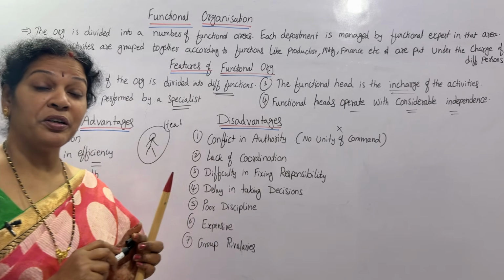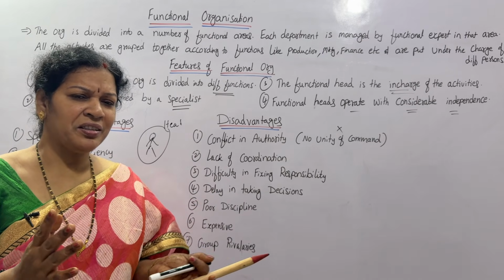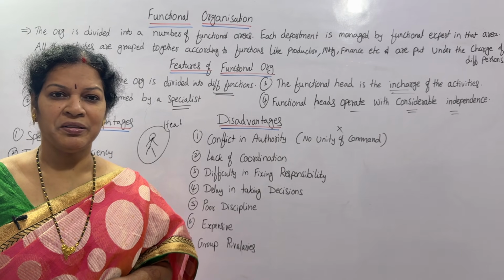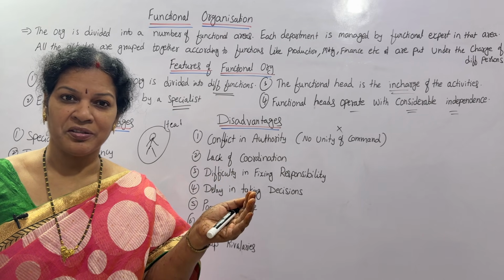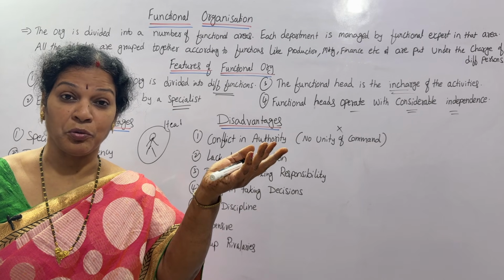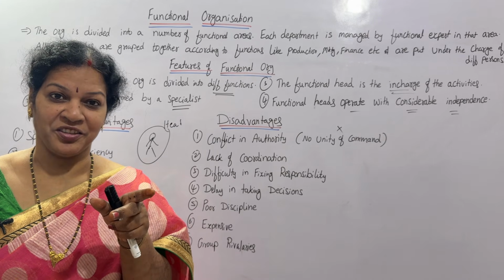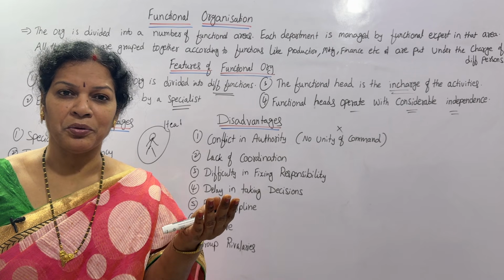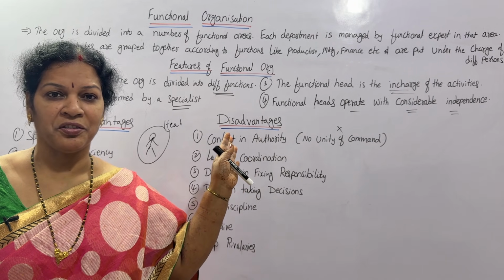Authority is divided to different heads. When authority is divided, everyone has their own style of handling things. Then what automatically happens? It may not go towards the objectives of the organization. One person is saying one thing, another person is going their own way. There is a possibility that this could be a disadvantage. If this does not happen, and everyone is going in a proper way, then this won't be a disadvantage. Okay.